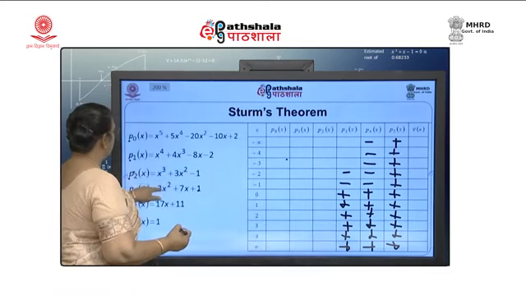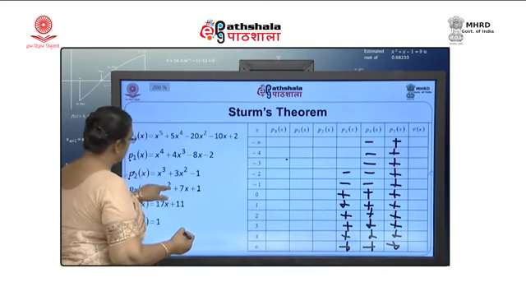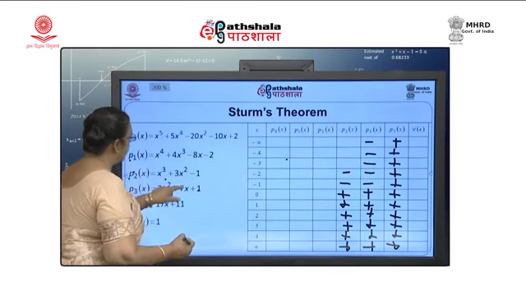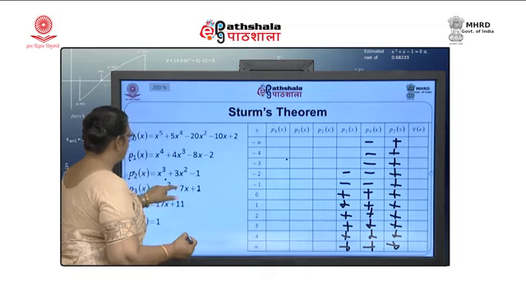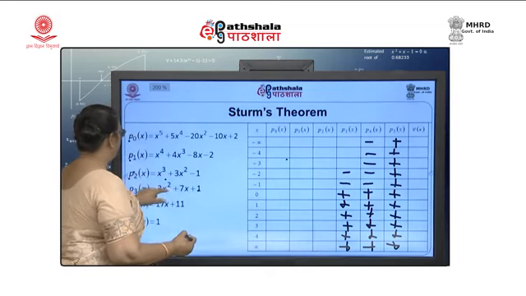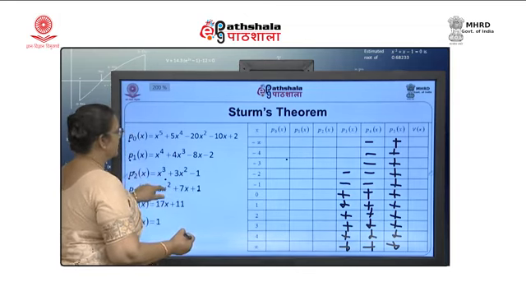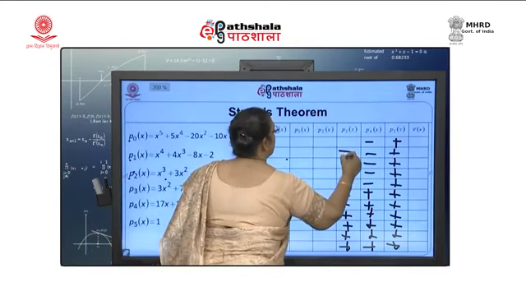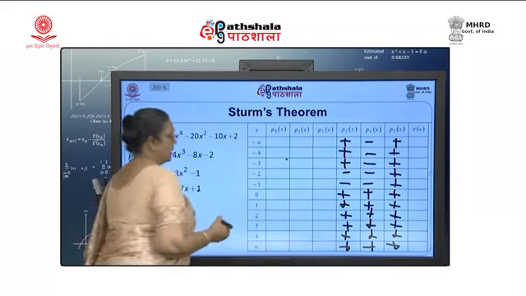For minus 3, 3 raised to 3 is 9, into 3 is 27. Now this term will become more dominant, x square. So the magnitude of this is going to be higher than this negative term; 3x square will take over 7x for higher magnitude of x as negative. So this will become positive for x equal to minus 3, minus 4, minus infinity.